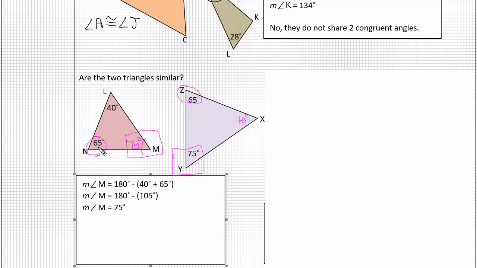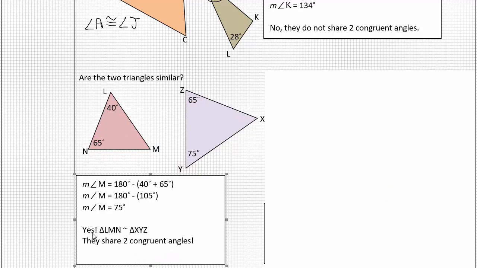So we proved that N and Z are congruent, M and Y are congruent, and so we can now say that these two triangles are in fact similar, and that's the symbol we would use for similar. And we would write our statement out, and then I have one more problem for us to practice.